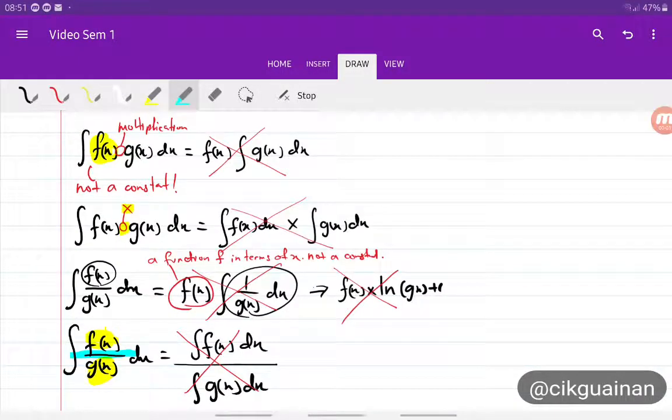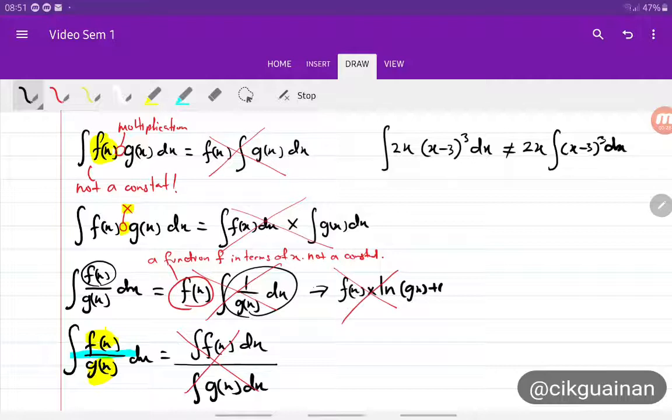Oh, I just realized I forgot to put examples alongside these integration forms. So for the first one, for example, the integration of 2x multiplied by (x minus 3) to the power of 3 with respect to x. This one is not equal to, you put 2x outside, and then you have (x minus 3) to the power of 3 dx. Okay, so this is wrong.